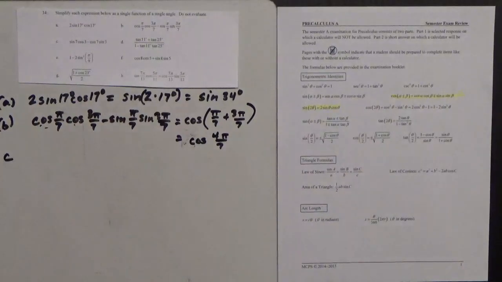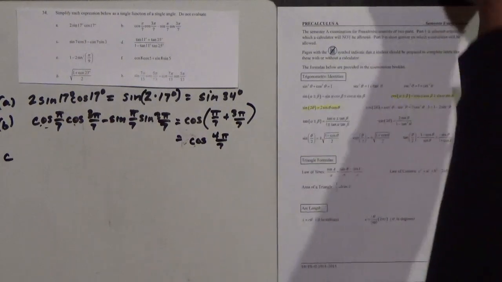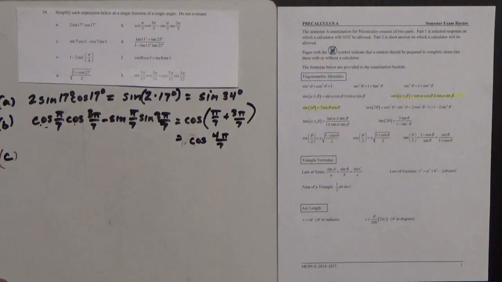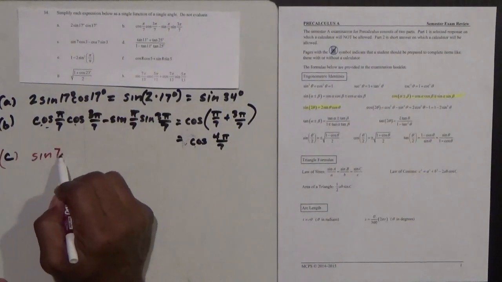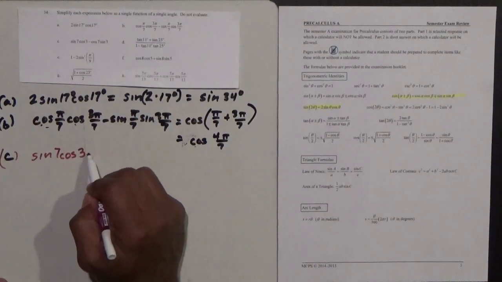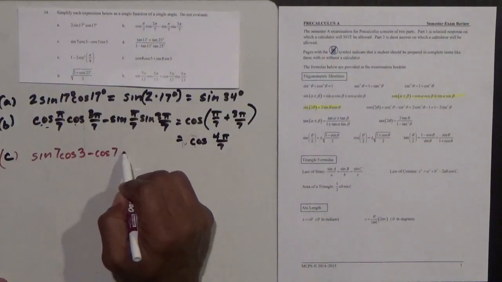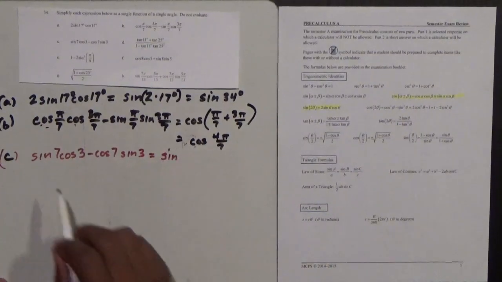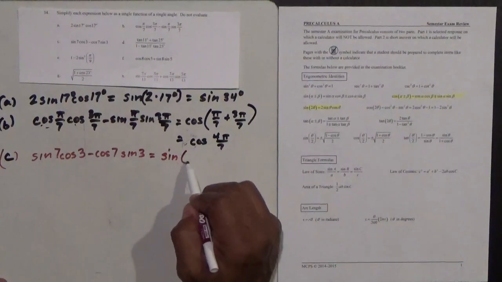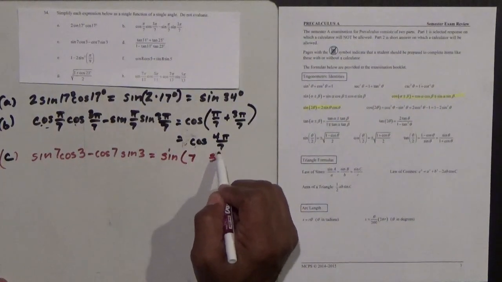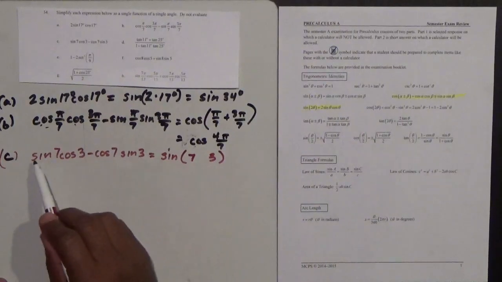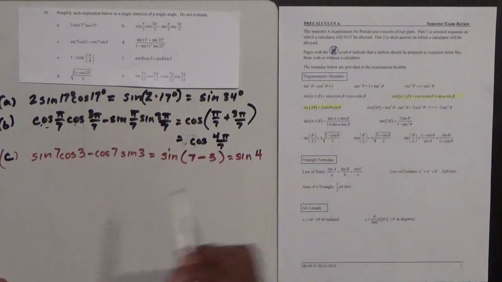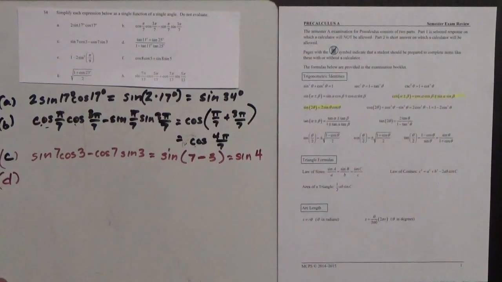C. We have sine 7 cosine 3 minus cosine 7 sine 3. In that case it's a sine because it's not cos cos. They aren't together. So this is sine something, 7, 3. And in my class we say if it's a sine, then it's sine, same sign. So this becomes sine 4. Keep it going.